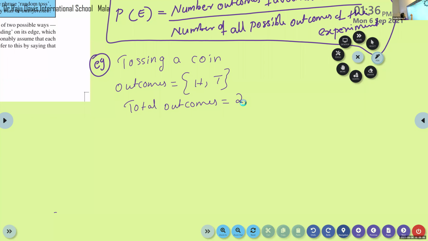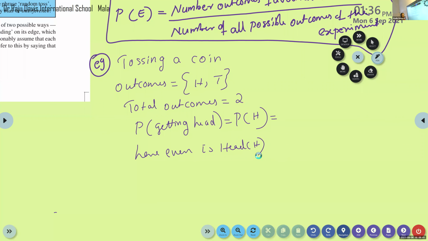Now, probability of getting head. We can write P of H. Probability of getting head, P of H, is equal to, by our theoretical probability formula, the number of outcomes favorable to a particular event. Here the event is head, isn't it? So tossing a coin, probability of getting head is equal to the number of outcomes favorable to H.